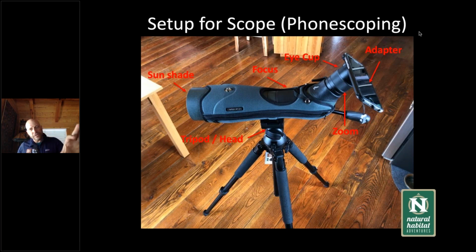Of course, the focus is at the waist of the scope here in this picture. The zoom is on the eyepiece. This particular scope, this is an ATS 80, a Swarovski, and it has a zoom range of 20 times to 60 times. So it'll enlarge the real world 60 times through your eyepiece. I'll talk a little more about zooming in a moment. Then finally, the eye cup is what goes right up against your eye.